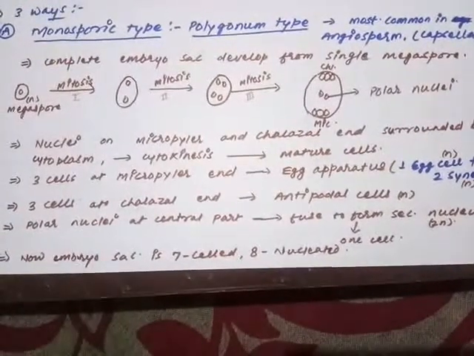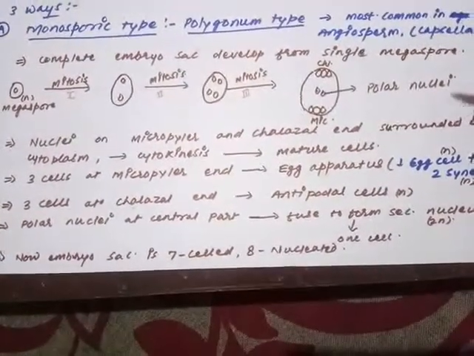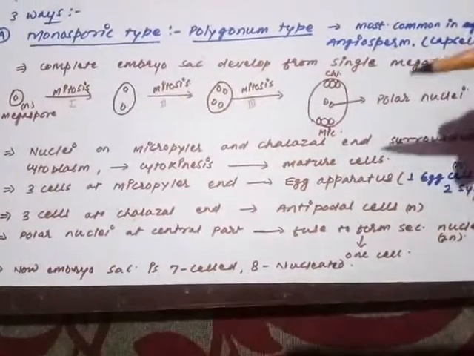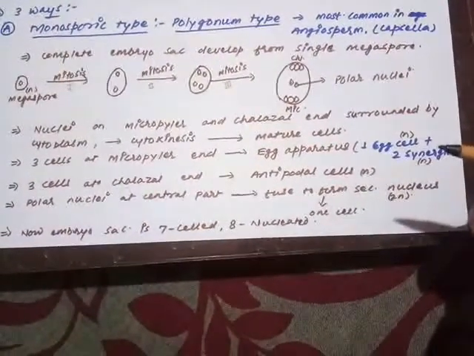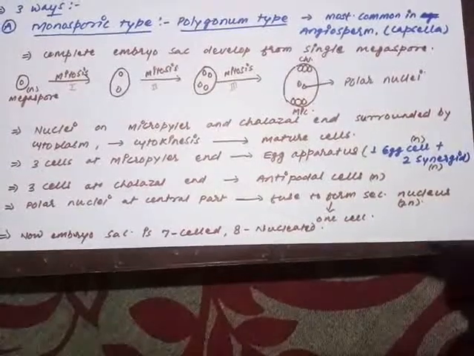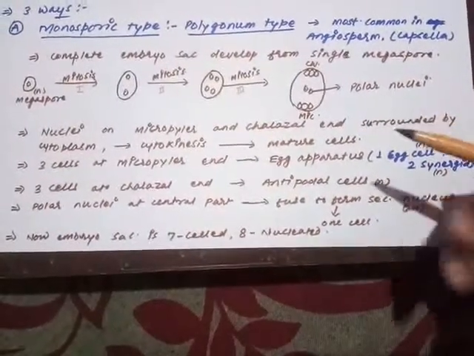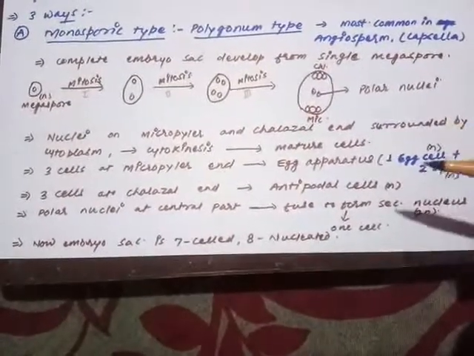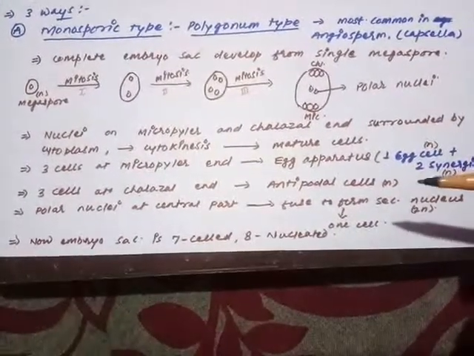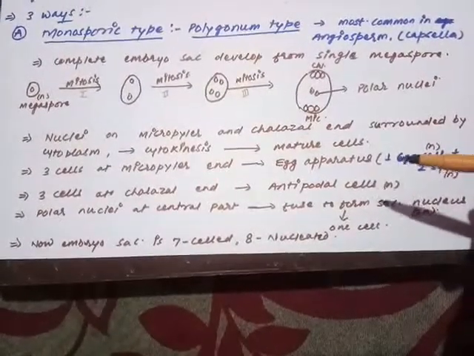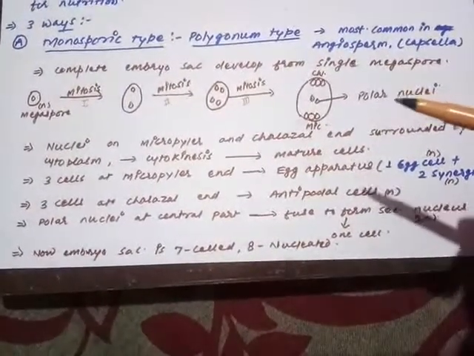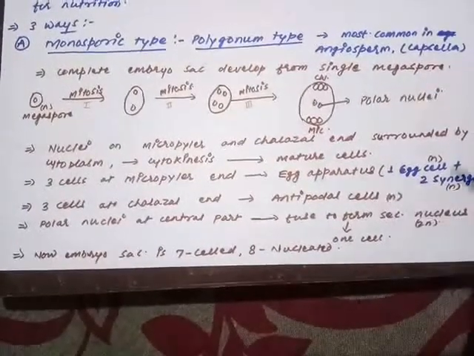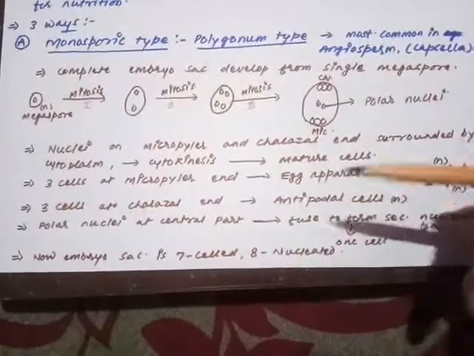But the cell produced in the middle region is made from the fusion of 2 nuclei, 1 nucleus from the chalazial end and 1 nucleus from the micropylar end. So it is diploid in nature. They fuse to form the secondary nucleus or the polar nucleus. This is the only diploid structure here. Now just take care: this kind of development is called monosporic or Polygonum type. Why Polygonum? Because it was first reported in Polygonum, and it is the most common in angiosperms, even though Capsella is what we are studying again and again.